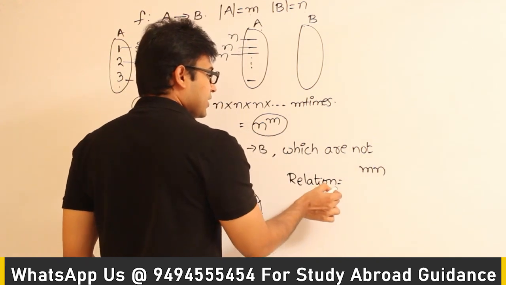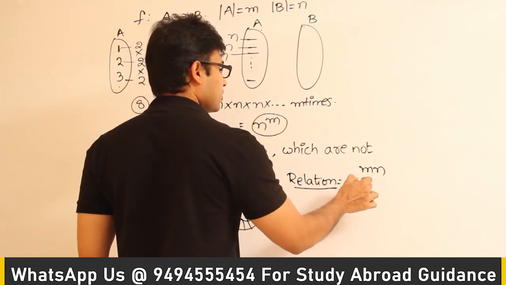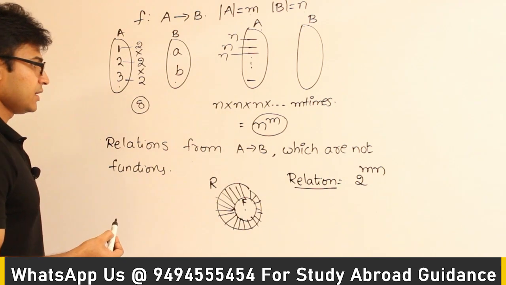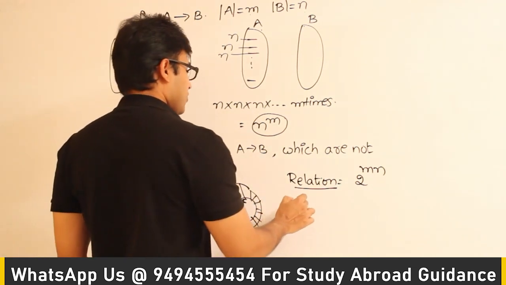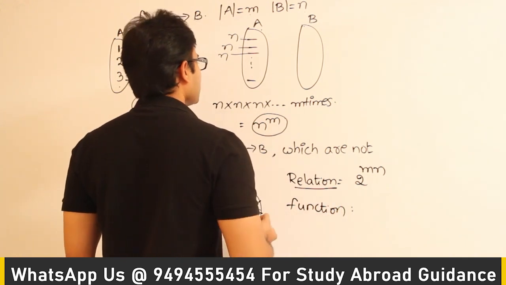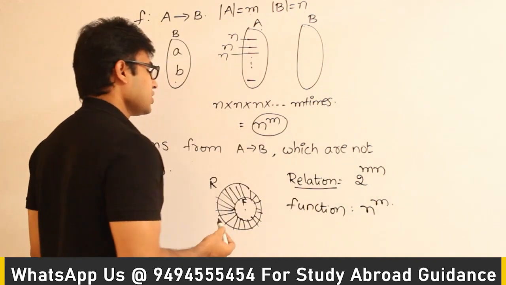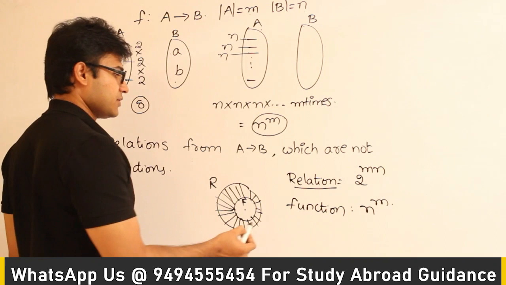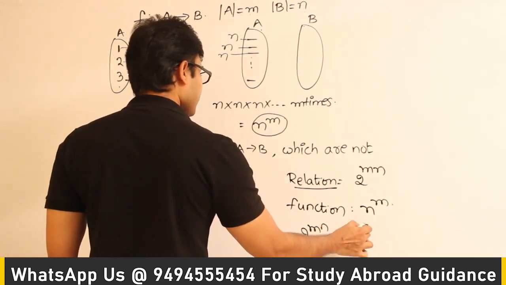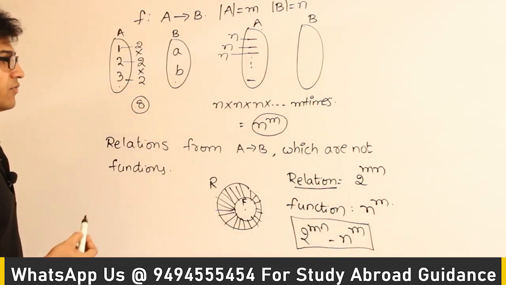And we know that the number of relations is nothing but the number of subsets of that Cartesian product. Therefore the number of relations is going to be 2 power mn, right? And we know that the number of functions possible from A to B is n power m. Therefore the total number of relations which are not going to be functions is 2 power mn minus n power m. This is the total number of relations that are not going to be a function.